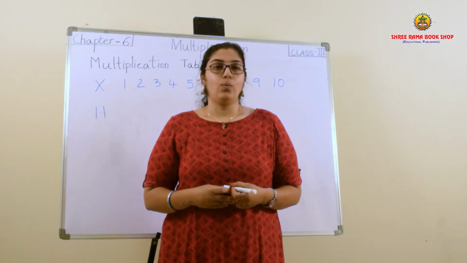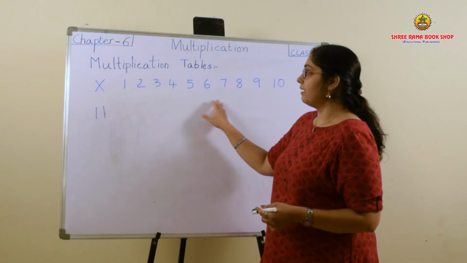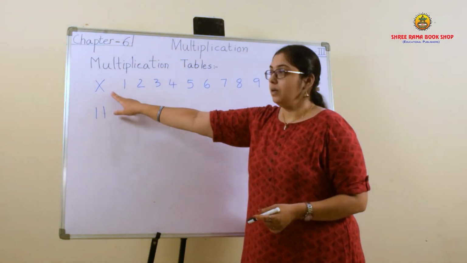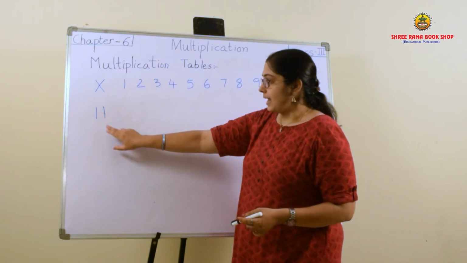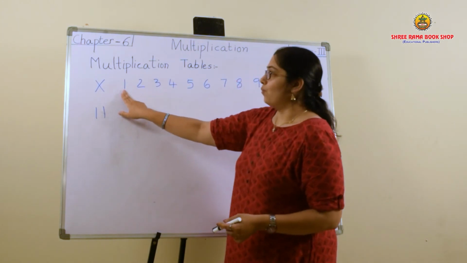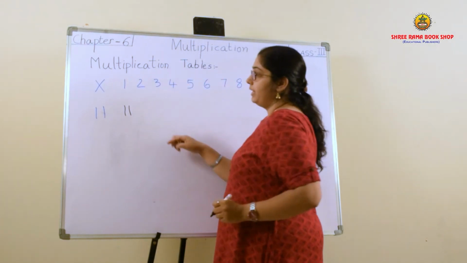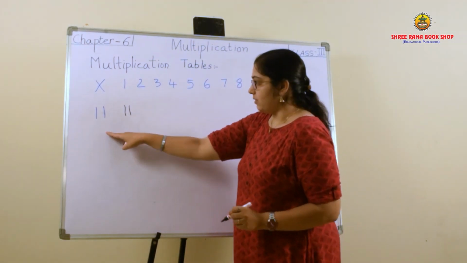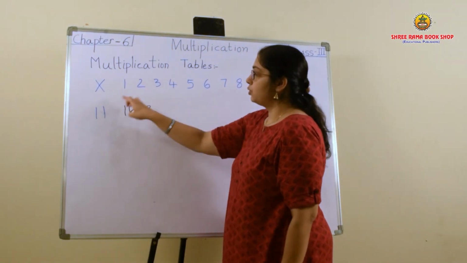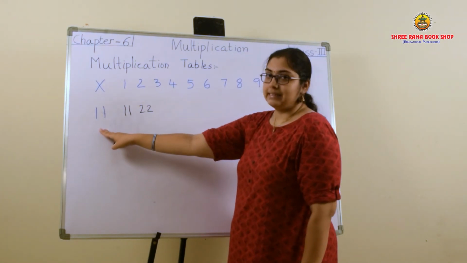In a similar way, now we will be seeing the 11th table. On the board I have the numbers 1 to 10 and the multiplication symbol, and I will be multiplying all these numbers with 11. If I multiply 1 with 11, it is nothing but 11 itself. If I multiply 2 with 11, it is 22. 2 ones are 2, 2 ones are 2. If I multiply 3 with 11, it is 33.